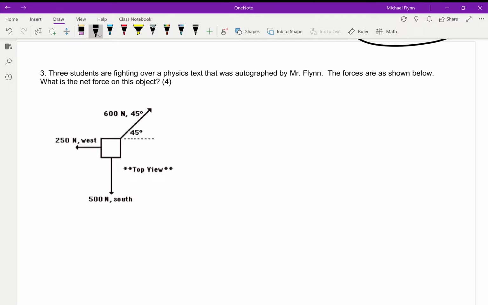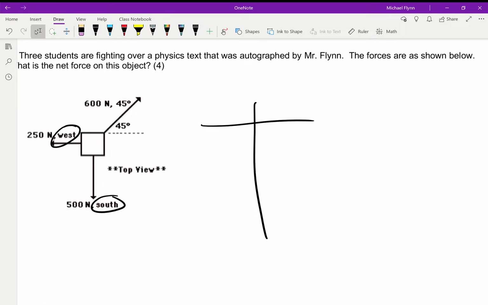All right, number 3. What is the net force? You should recognize as soon as you see north, south, east, west, like here, west, south, you should be thinking about components whenever we have a two-dimensional problem like that. Pardon me. So, yeah, let's go ahead and do it. We need, I'm just going to pick two directions to be positive. I'm going to go with east and south. I mean, it really doesn't matter.